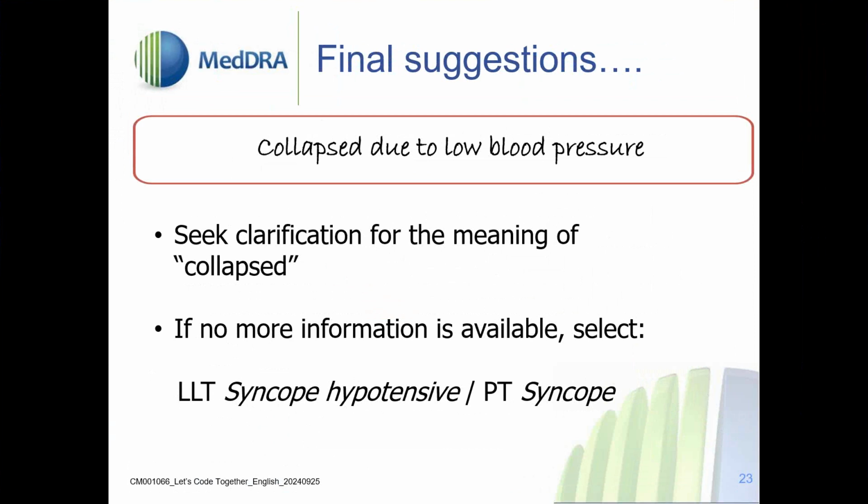But because the terms collapse and collapsed are ambiguous, first try to clarify the background for the ambiguous term collapsed, because it could relate to a serious condition, for instance, due to severe blood loss, and rather represent a circulatory shock. But if no clarification can be obtained, we propose to code the verbatim to LLT syncope hypotensive under PT syncope, because the wording is rather layman's, so that this event was rather not reported by a healthcare professional. And in lay language, it would rather describe a fall or fainting.